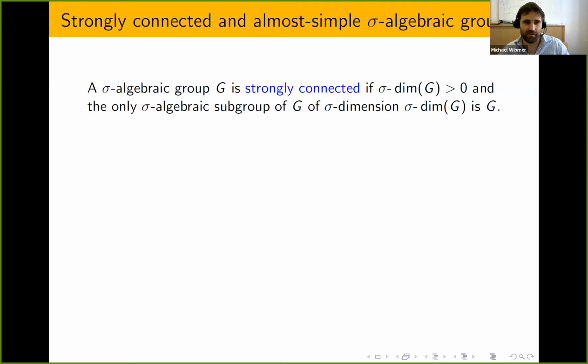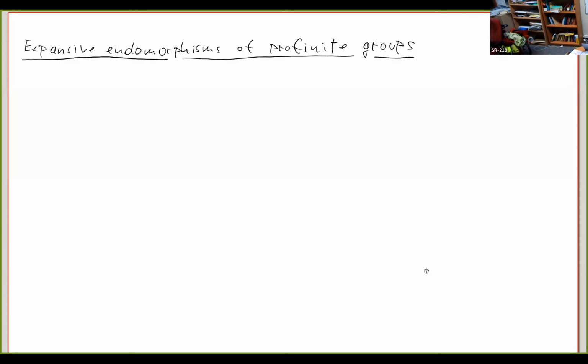I can try to do it. Let me get this here. I'll stop sharing this, and I'll share something else. I'm not going to do actual slides for this. Oh, what happened? Why is this gone? So I'm just going to handwrite on the second document. Can you see what I'm writing? Yes, we can. Okay.